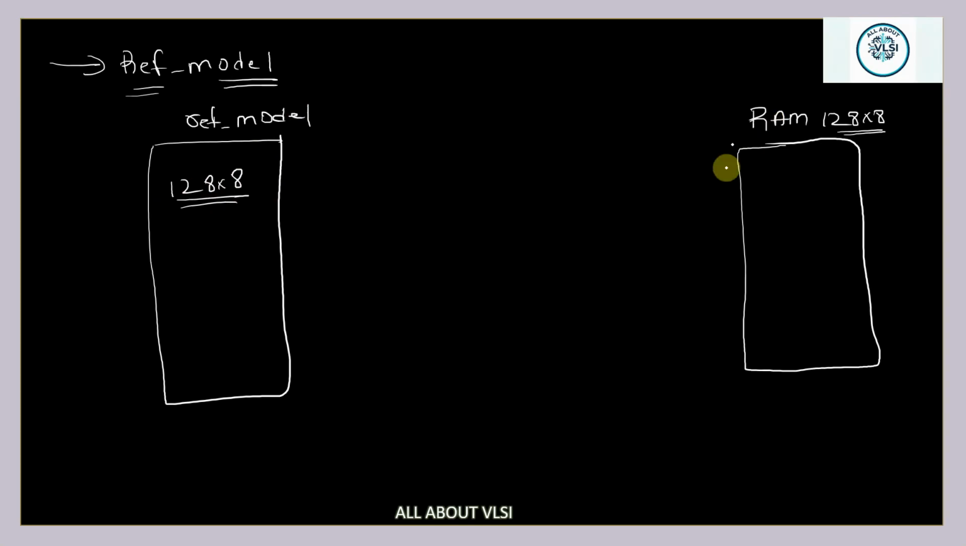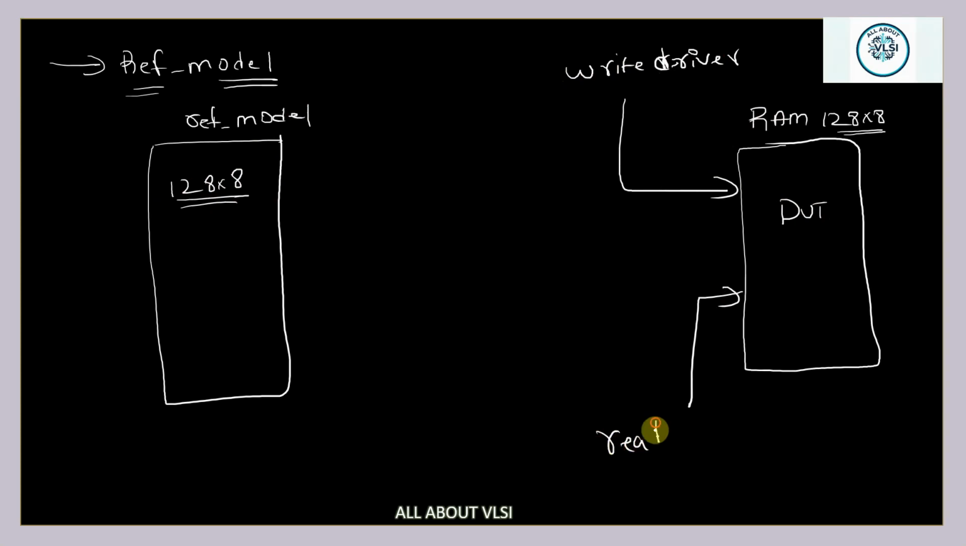Now, the RAM or whatever design you are having, you are driving it using the write driver for write related signals, and the read driver for read related signals. The same thing, your reference model also you're going to drive using the write driver. But you're not going to directly connect the write driver to the reference model; you're going to use something known as a write monitor.